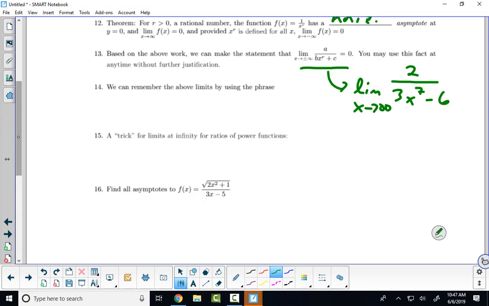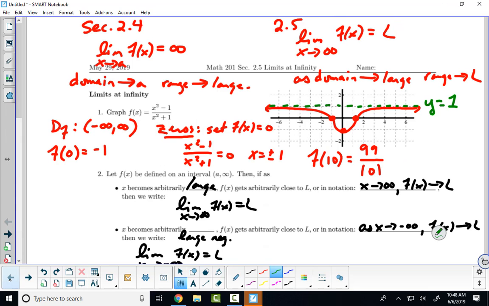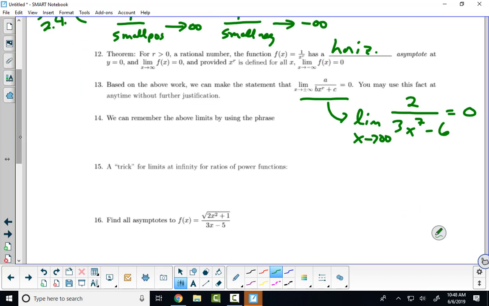You can use that fact. You can just go ahead and say, I know that to be 0, because it's just based on a transformation of these elementary graphs. Because this function right here that I put up is just a combination transformation of those elementary graphs. So as you plug in large numbers, it still has a horizontal asymptote at y equals 0.